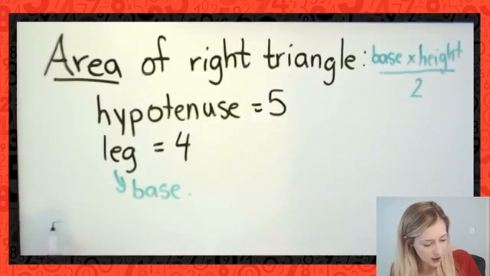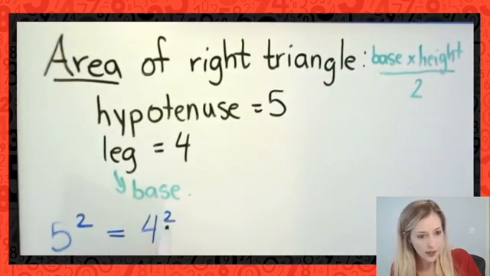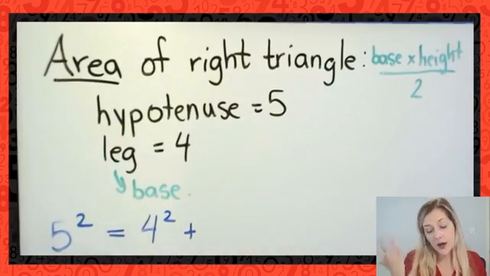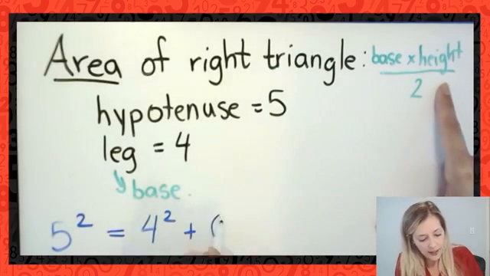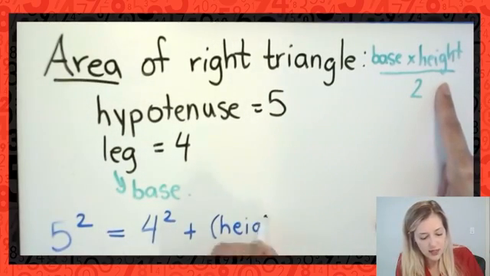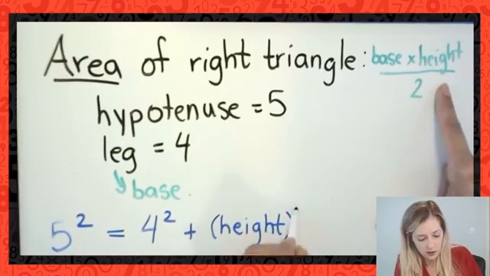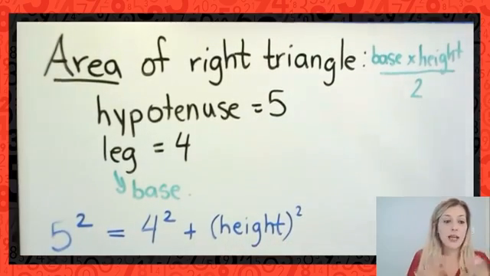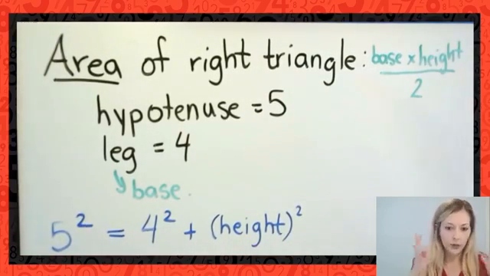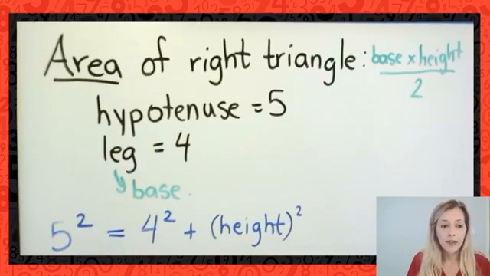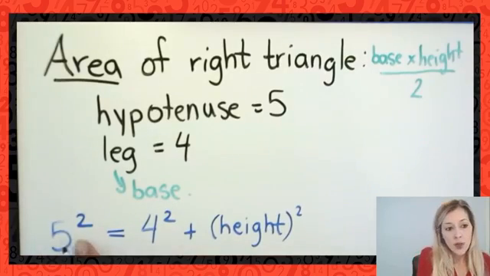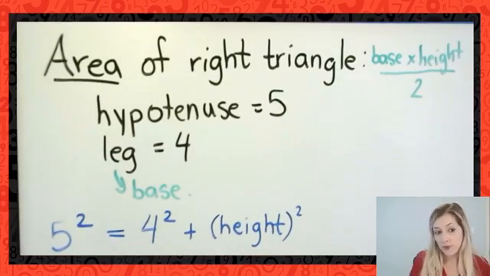So I can say here that 5 squared is equal to 4 squared plus, I can call it A or B. Let me just call it the height. I'm not going to use H. I don't want you to confuse that with the H of the hypotenuse. So I'm just going to write out the word height. But I can find this, right? And so I can find 25, which is 5 to the power of 2, or 5 squared, and subtract 16, which is 4 squared, or 4 to the power of 2, and then find the square root of that.